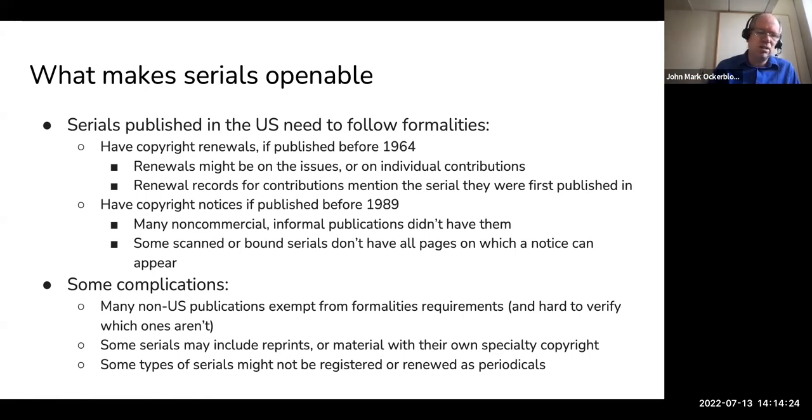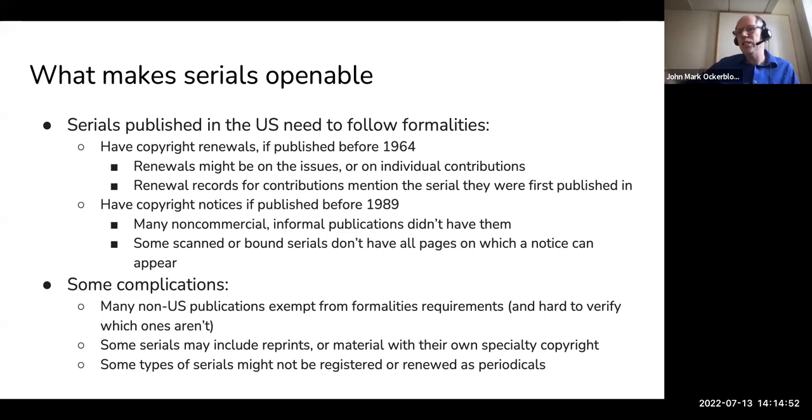One important one is that when we bind our serials and when we scan them, often we drop certain pages, maybe covers, ad pages, or other things like that. And if we've done that, there's always the chance that a copyright notice appeared on one of the pages we omitted. So you need to be careful not to jump to conclusions prematurely based on that.